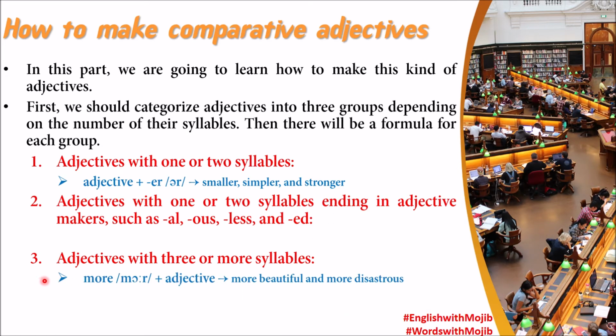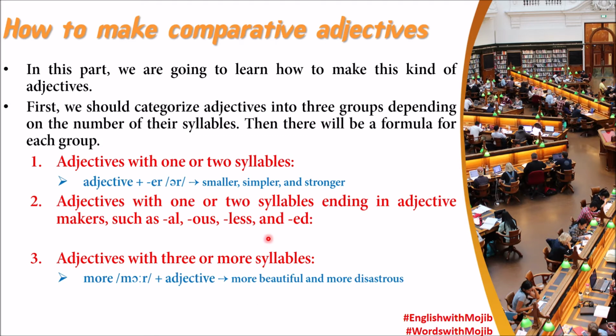For category 3, we add the word more to the beginning of the adjective. If the adjective has 3 or more syllables, we add more. You can see the phonetics. More plus adjective. For example, more beautiful, more disastrous. How many syllables does beautiful have? 4 syllables. It is more than 3. Disastrous, 3 syllables. So we use more to make them comparative.